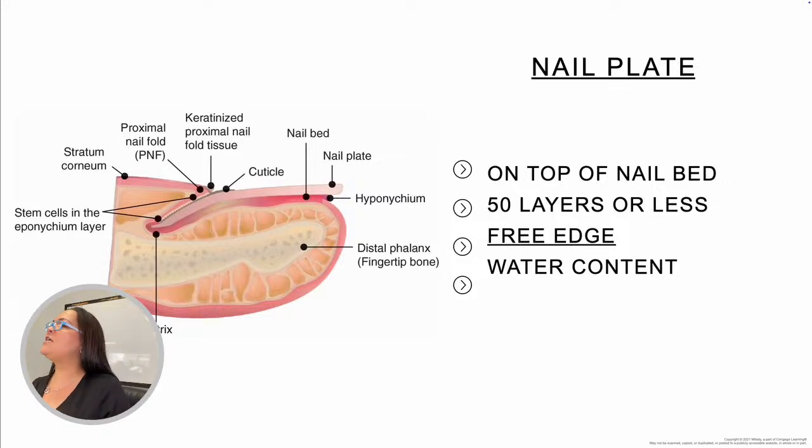It's no longer attached to the nail bed. It is free, and it is the edge, okay? Now, our nails are what we call porous. What does porous mean? It's very absorbent. Yes, it will absorb in.